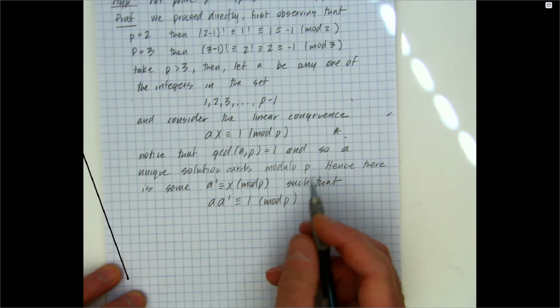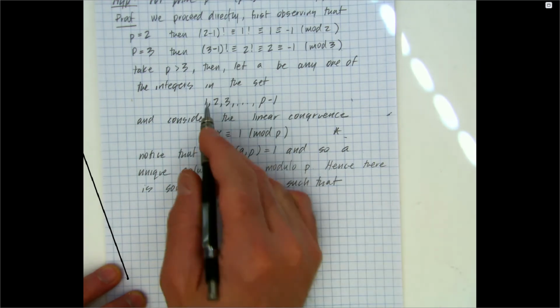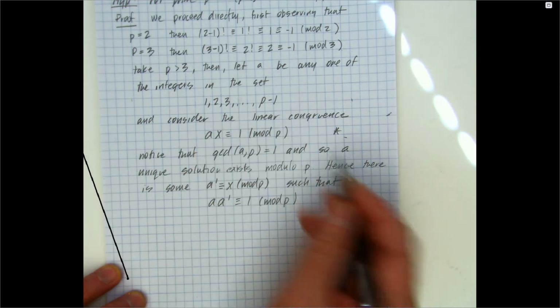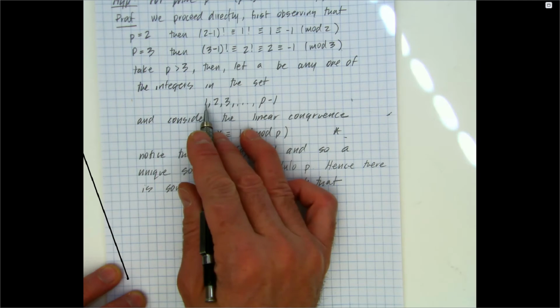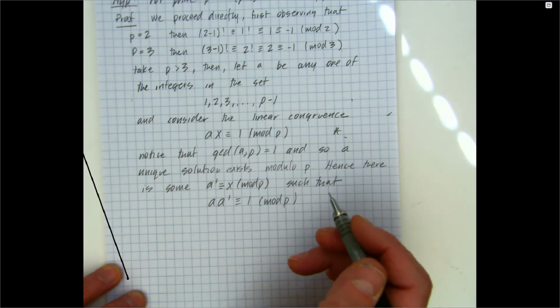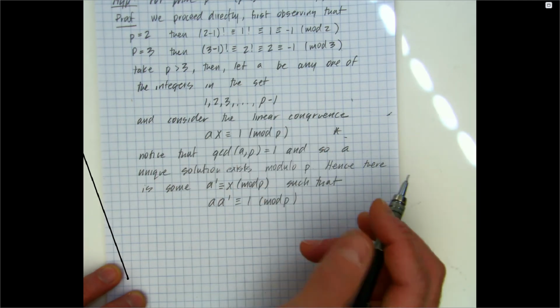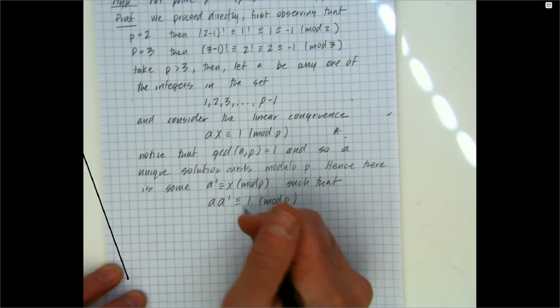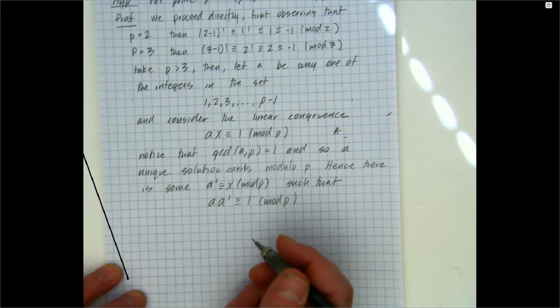Now, one question we might ask is, is it possible for a number to be paired with itself to make 1? And of course, that's true in the case of 1, but it also turns out to be true in the case of p minus 1. Those two, when paired with themselves, produce 1. But it turns out they're the only ones, so we want to make sure that that's the case here.